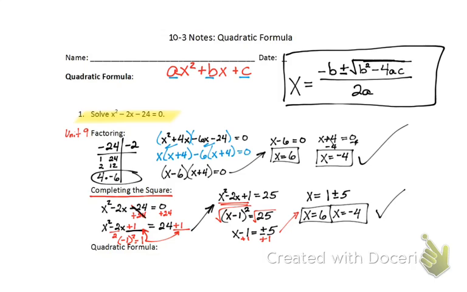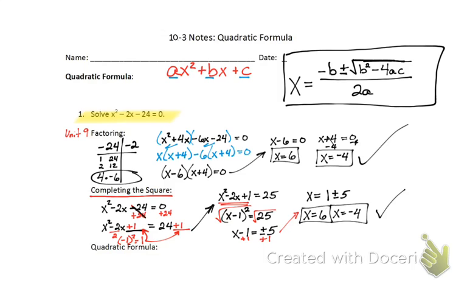The best time to use completing the square is when you already have a perfect square trinomial created. If that's already a perfect square trinomial, I don't have to go through all this process of creating a perfect square trinomial. And then the best time to use the quadratic formula is pretty much any time. You can use the quadratic formula for any problem, but you'd have to use it if the answers aren't going to come out to be whole numbers, because this is going to be the easiest way to get the answer if it's not going to end up being whole numbers.